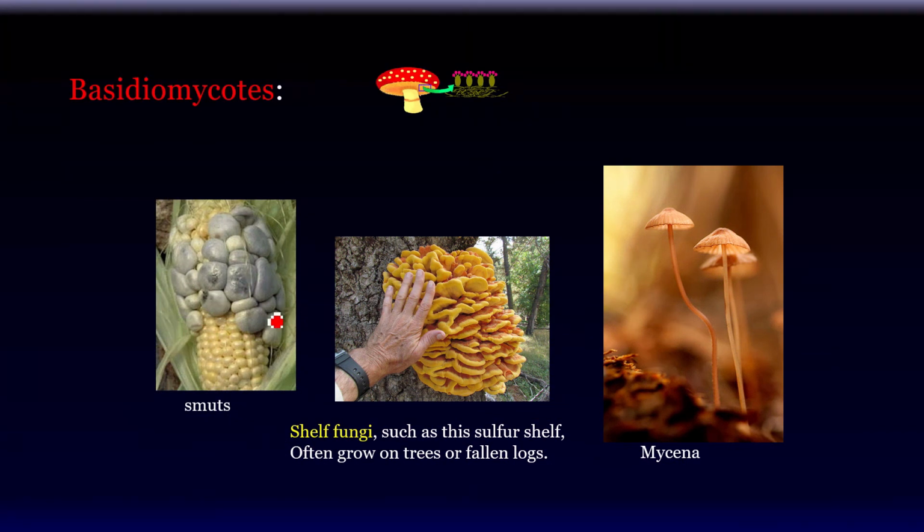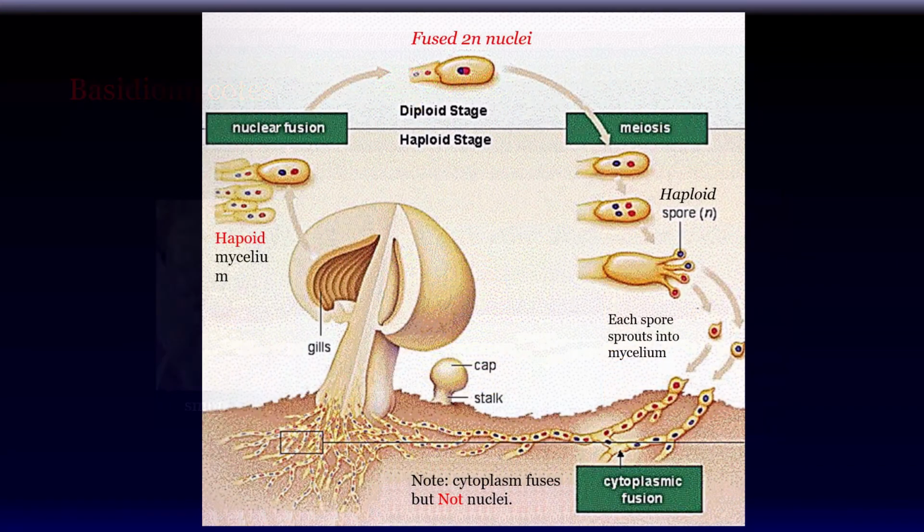Anyway, here are some examples of Basidiomycota, the smuts that you find on corn. I've seen this too, and you've probably seen them too. These are Basidiomycota fungi. This is called shelf fungi. And the mycelium is a beautiful looking fungus over here. The same phenomenon occurs over here, not surprisingly. As you can see, there's a red spore and there's a blue spore, and they grow and they grow.